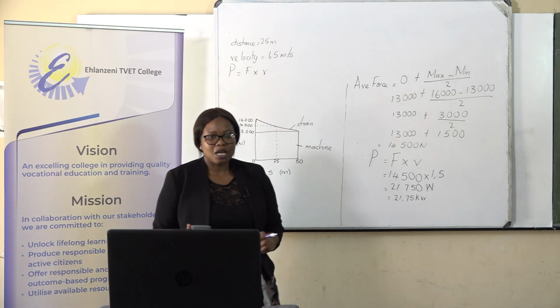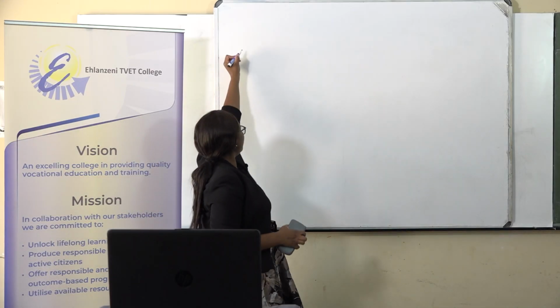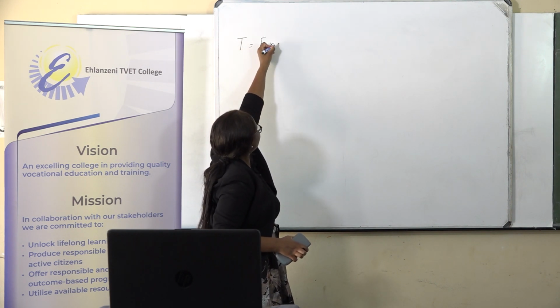Then our last question is saying the turning force applied to a flywheel is 1,800 newtons. The diameter of the flywheel is 400 millimeters. We are asked to calculate torque, and now we know what torque is. Torque is a product of perpendicular force and the distance from the fulcrum. So our formula here is torque is equal to force times radius.